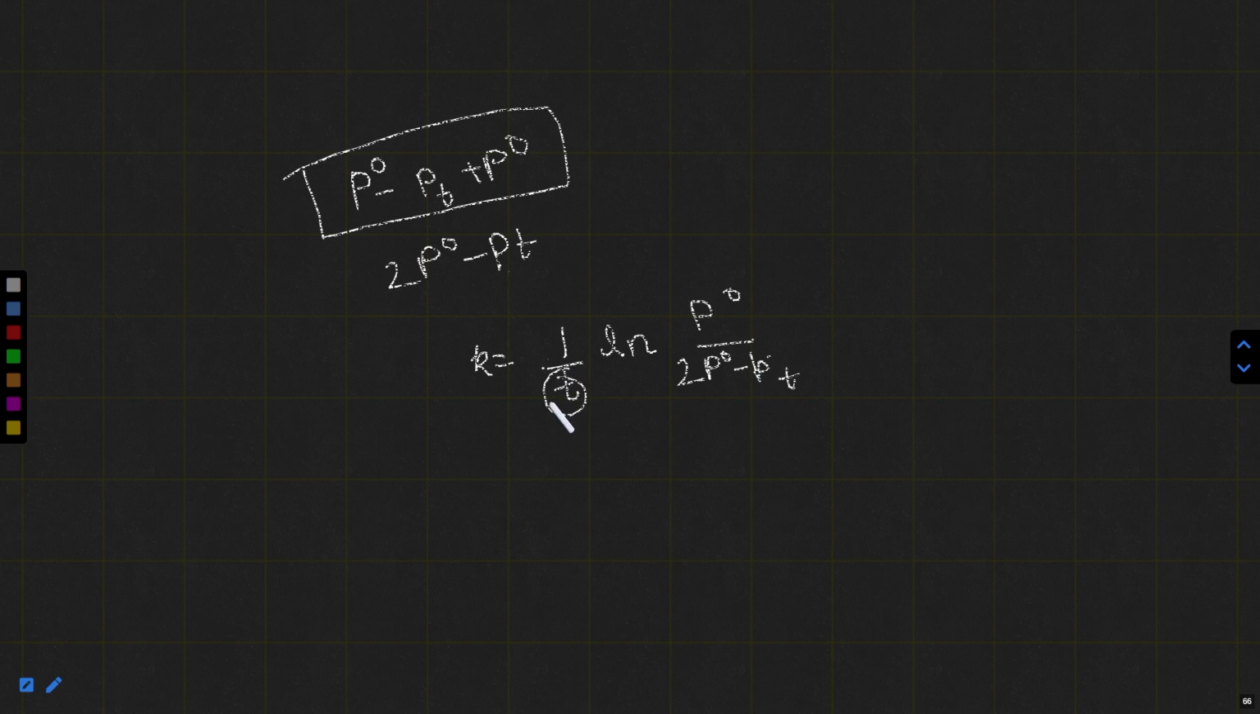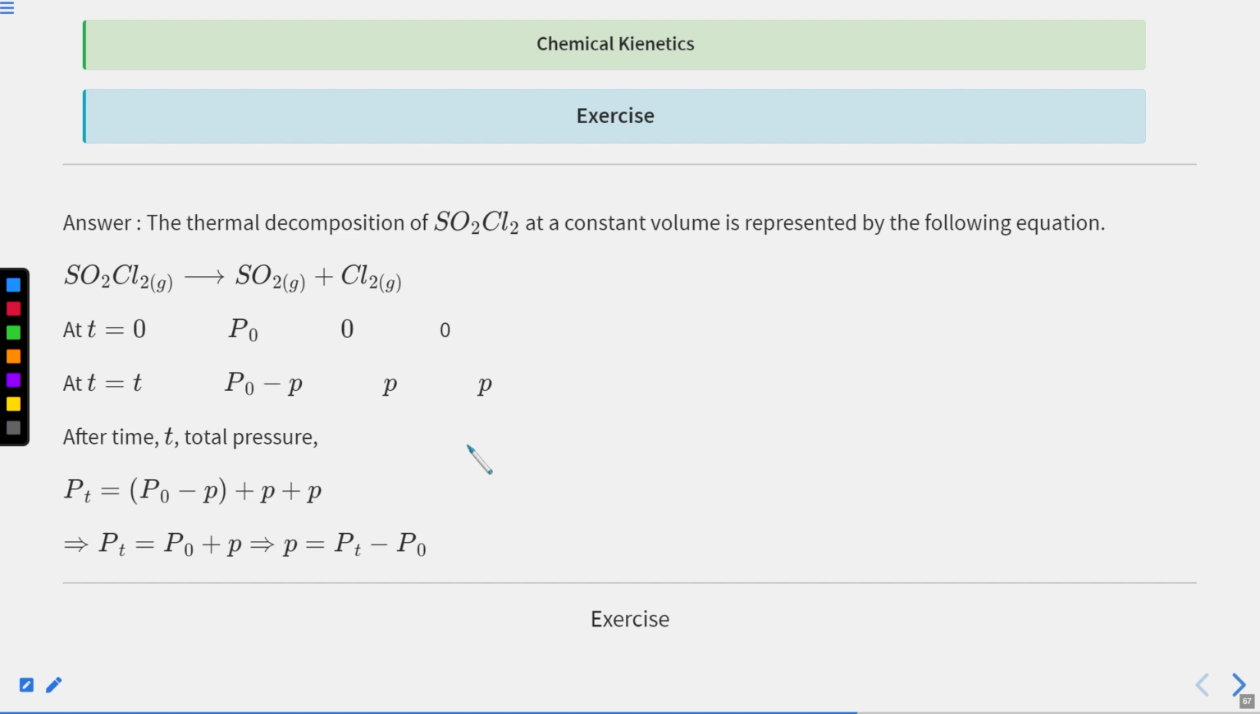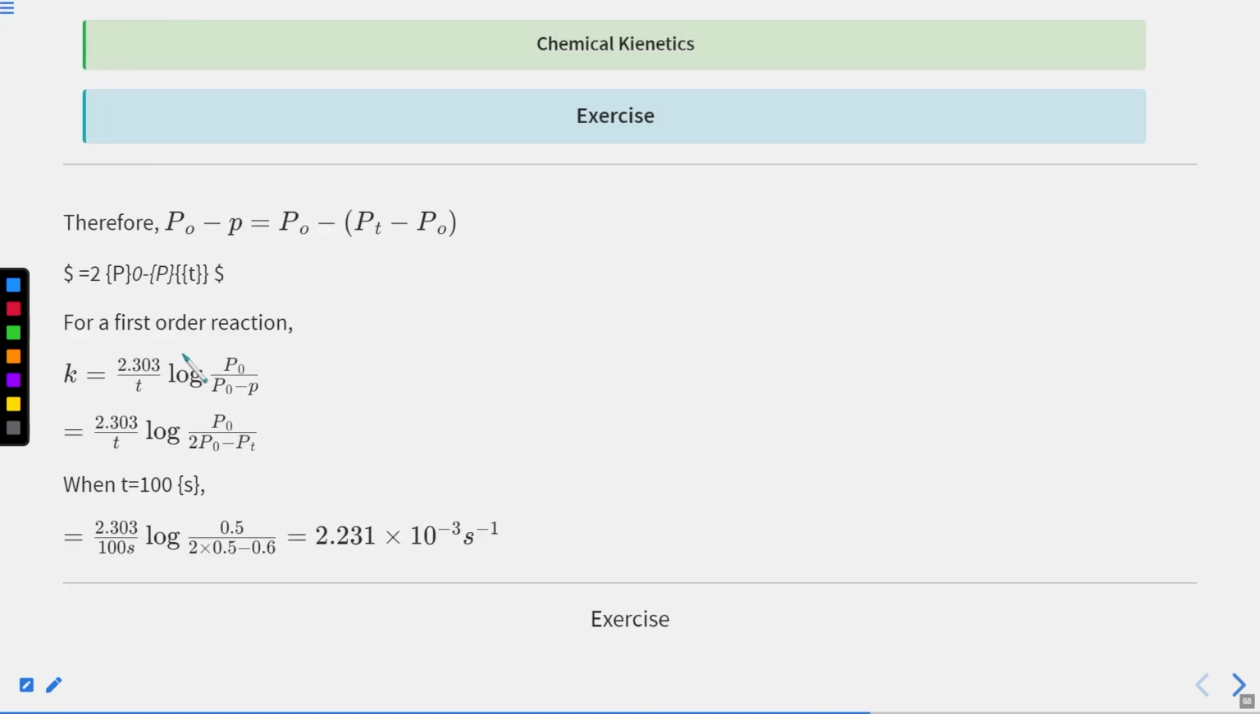First of all, for that we would need K. How will we calculate K? For that, let us take the information that is given here to calculate K. So let us see how we can do it. First of all, we have calculated PT and hence p. Therefore, we have just substituted it and we got this.